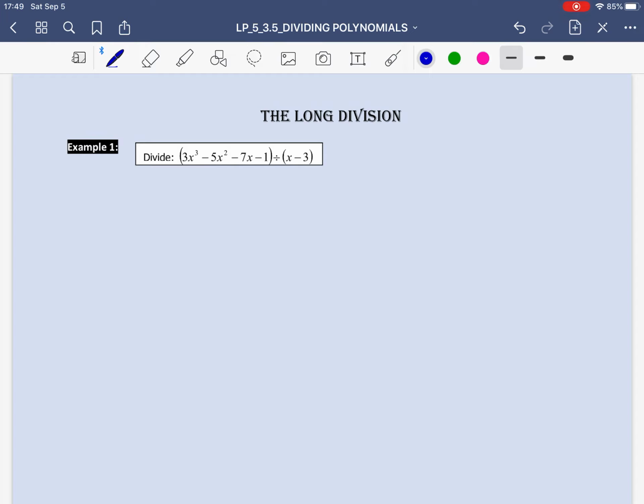So first things first, we write the dividend, which is our polynomial expression. Now it is very important that when we write the dividend, we write the terms from highest to lowest degree. And then here goes the division by x minus 3. And right here is where the quotient will go.